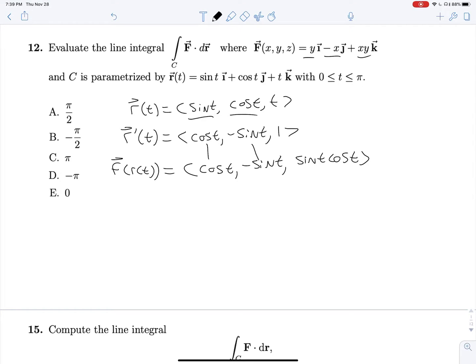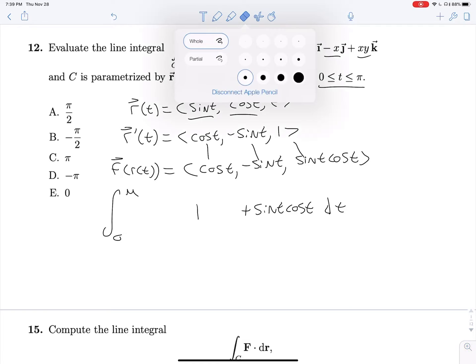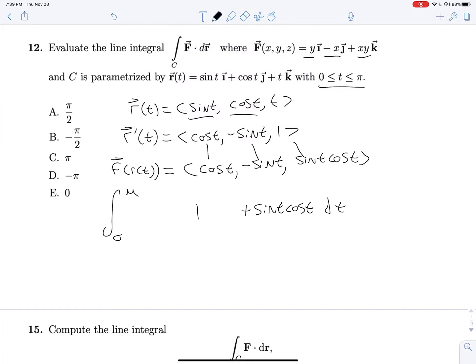So we take this dot product, adding these guys together, we are going to end up with our integral on the bounds of t over here from 0 to pi of cosine squared t plus sine squared t plus sine t cosine t dt. And we know that this can simplify down to 1 over here. Okay, now we have an integral that we can evaluate.